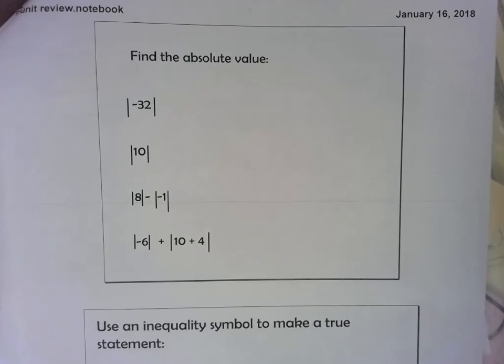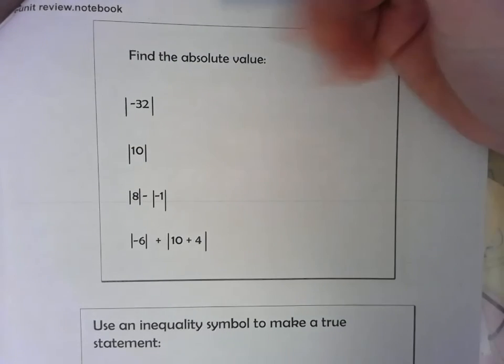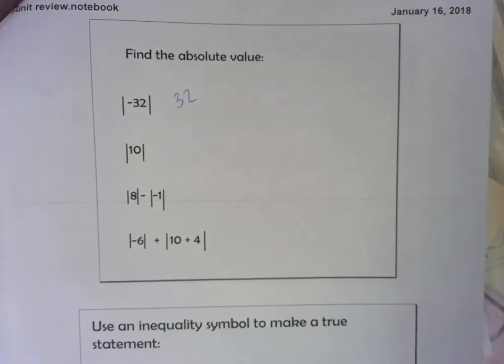All right, absolute value. Just remember, you can never have a negative distance. If you have a penalty of 10 yards, you still have to travel 10 yards back. Okay? So absolute value is magnitude or distance, and it cannot be negative. So really what it's asking you to do is, how far is this number from 0? Well, -32 is 32 units away from 0.